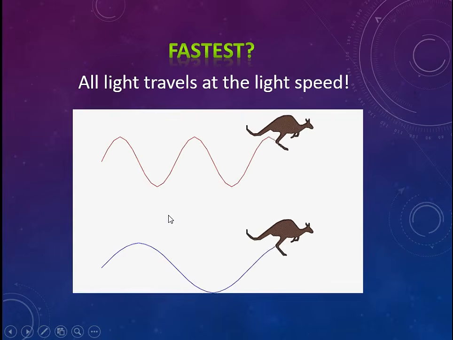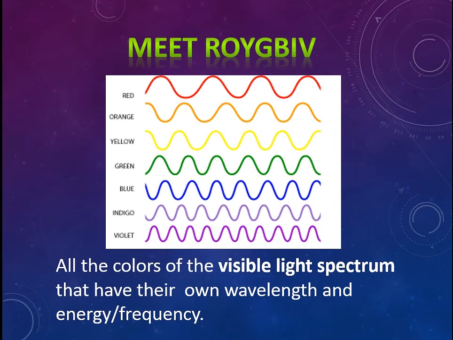Lastly, I'd like you to meet ROYGBIV, which stands for red, orange, yellow, green, blue, indigo, and violet. These are all the colors of the visible light spectrum that have their own wavelength and energy or frequency. We're going to go into much more depth with what these waves do when they interact with matter.